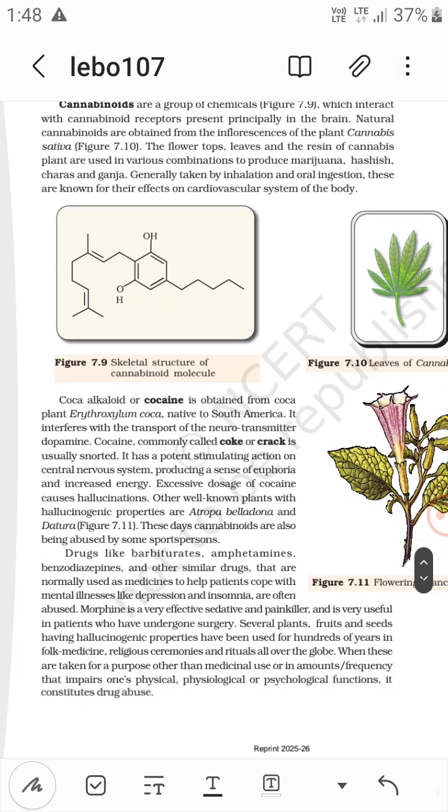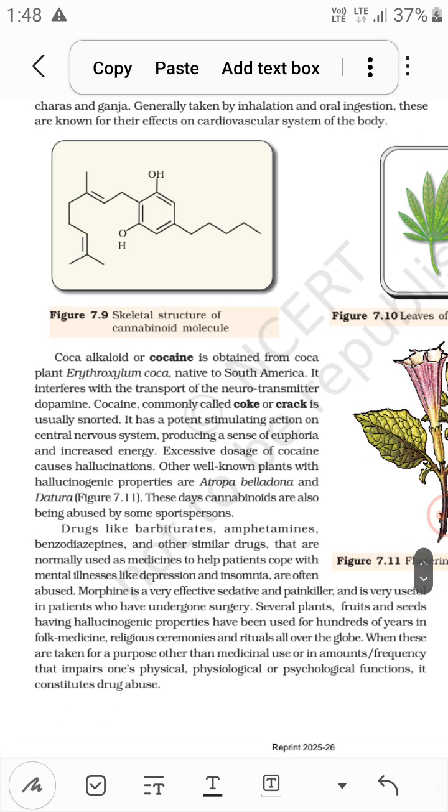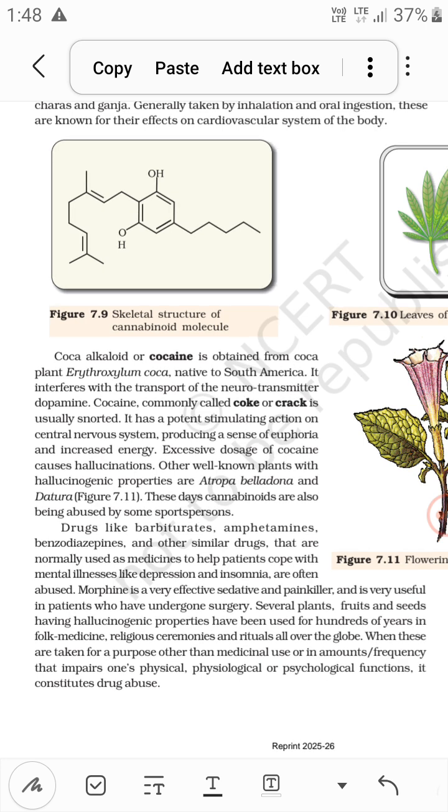Okay. Now the coca alkaloid or cocaine is obtained from coca plant, that is Erythroxylum coca, native to South America. It interferes with the transport of the neurotransmitter dopamine. Cocaine, commonly called coke or crack, is usually snorted. It has a potent stimulating action on the central nervous system, producing a sense of euphoria and increased energy.